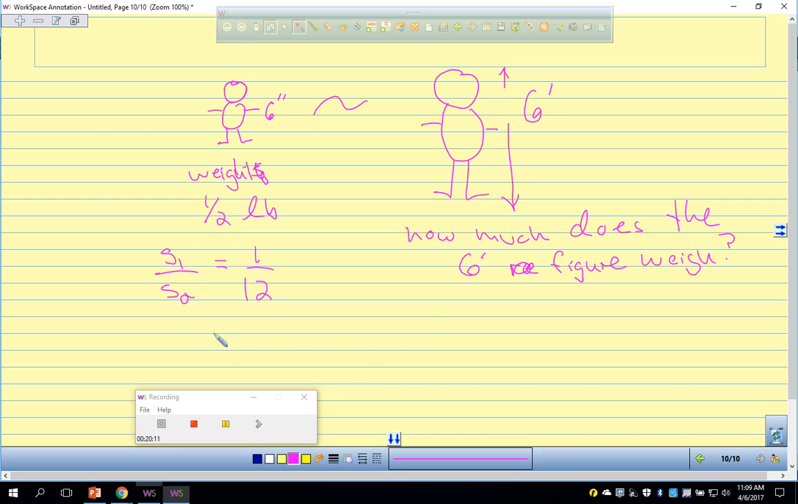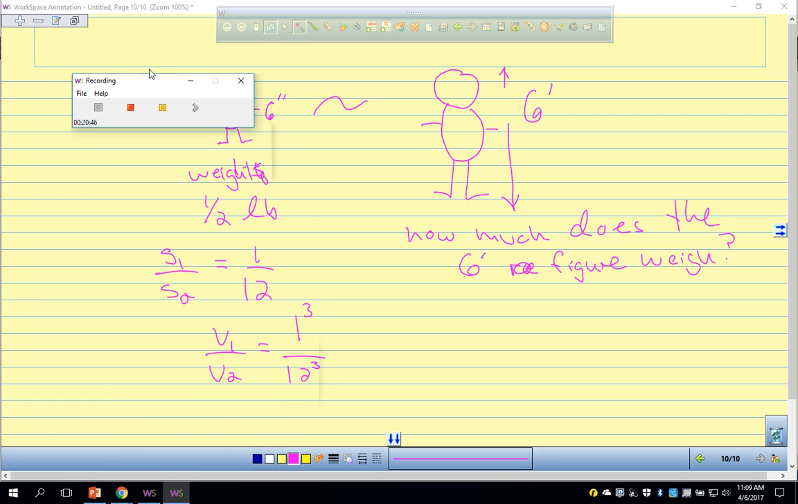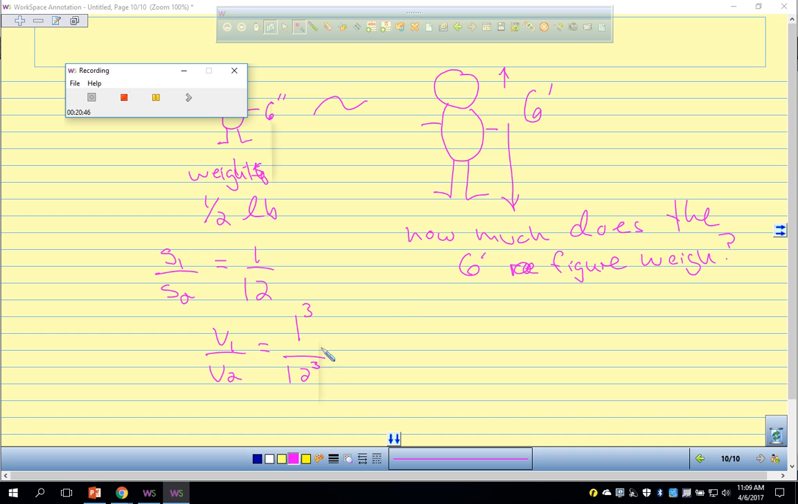What's the ratio of the volumes? Volume 1 to volume 2. 1 cubed to 12 cubed, right? Because the dimensions are going in all the directions. Yes? So 12 cubed. Oh, could someone do 12 cubed on their calculator? I didn't actually put it into my calculator. Anyone do that? 1,728. So the volumes are in the ratio 1 to 1,728. So since weight is a function of volume, right?